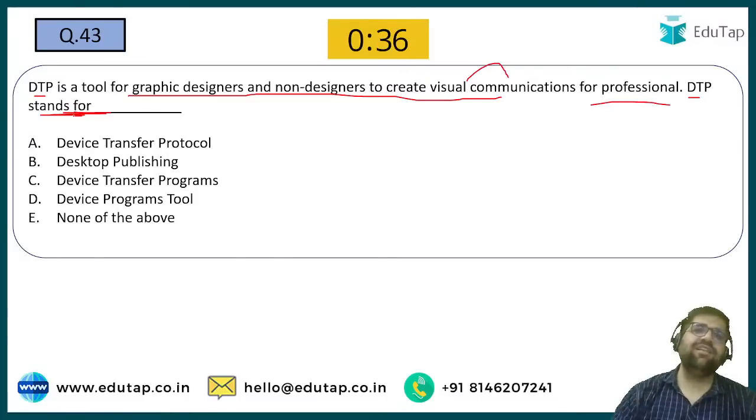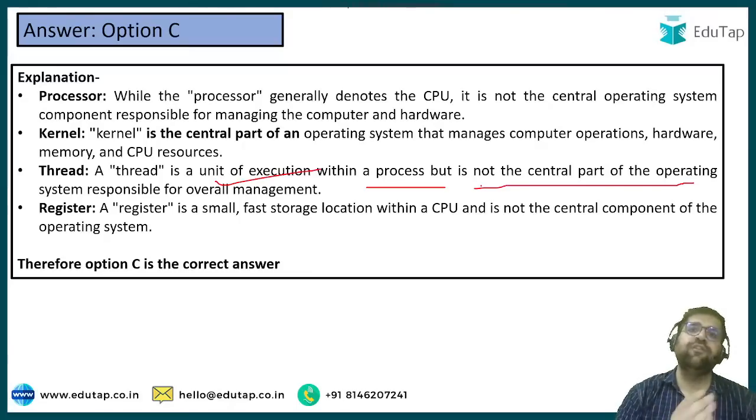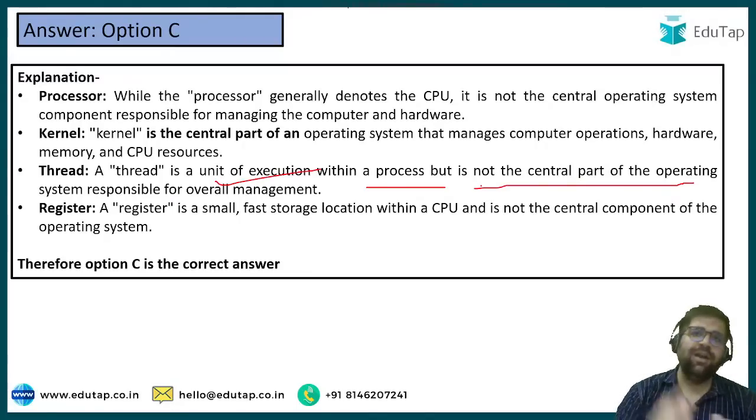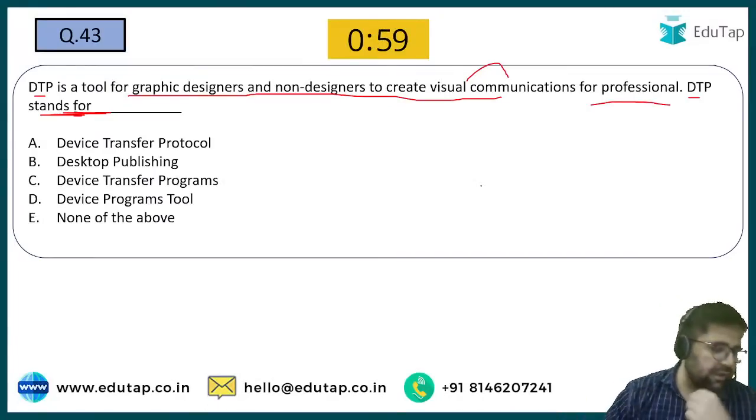Motherboard. In the same manner, there are different threads. Or if you just go back, a thread is a unit of execution within a process. But it is not the central part of the operating system. It is there for operating different functions of the operating system. Basically, the kernel is the most important part which you have to remember. Threads are there just for facilitation purposes, but they are not that important for the running of a major system. Okay, kernel is the most important thing.